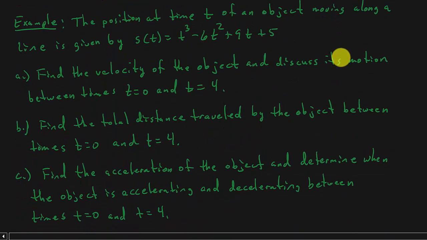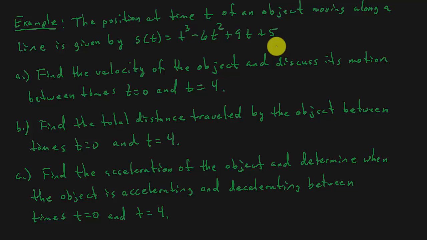All right, so it says the position at time t of an object moving along a line is given by s of t is t cubed minus 6t squared plus 9t plus 5. Find the velocity of the object and discuss its motion between times t equals 0 and t equals 4.